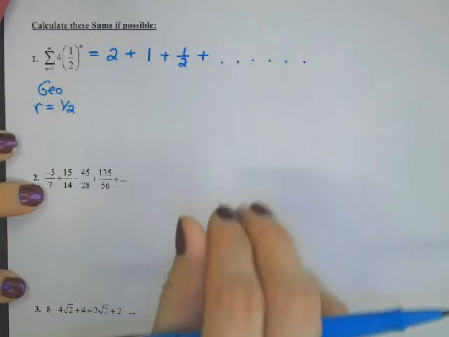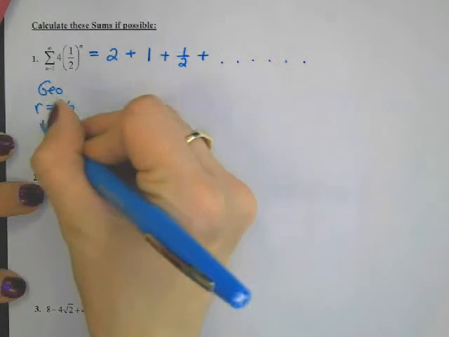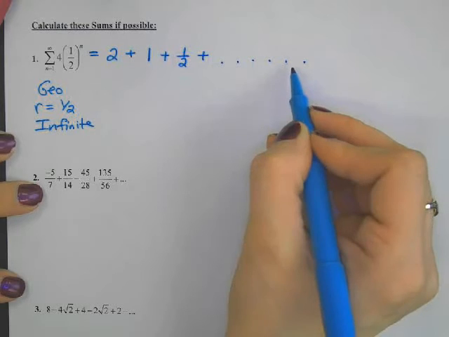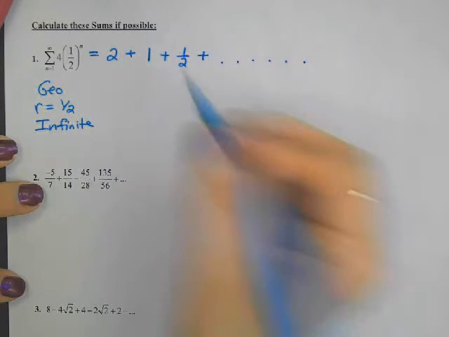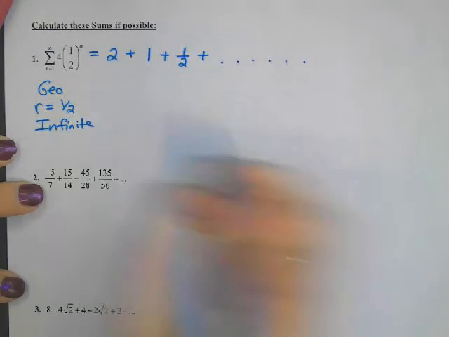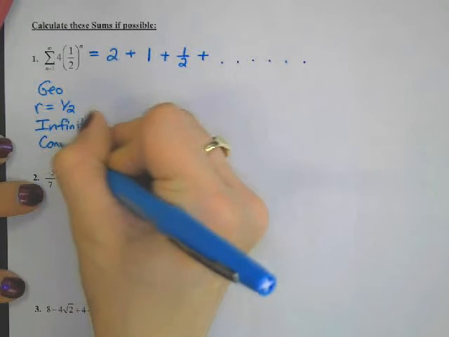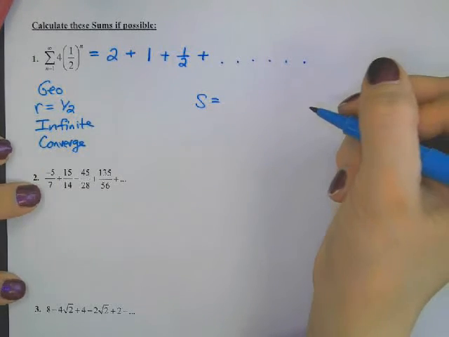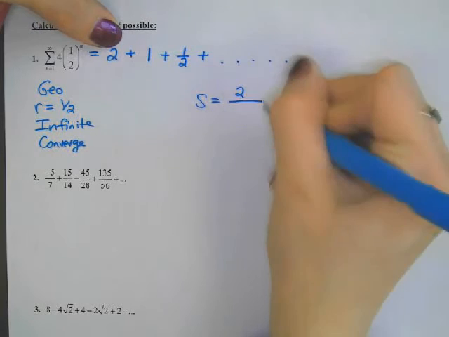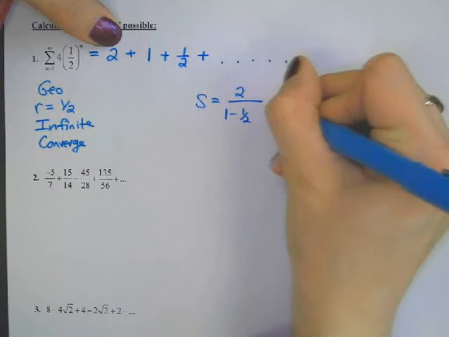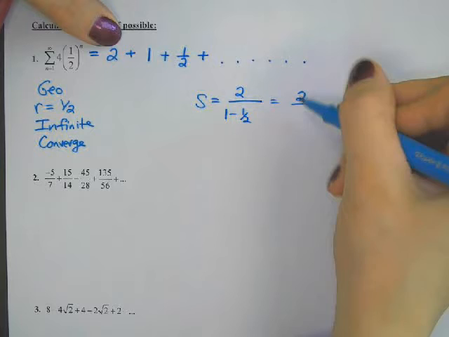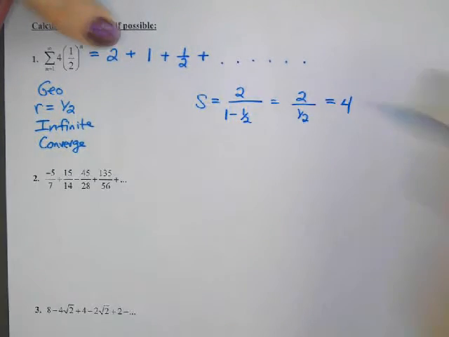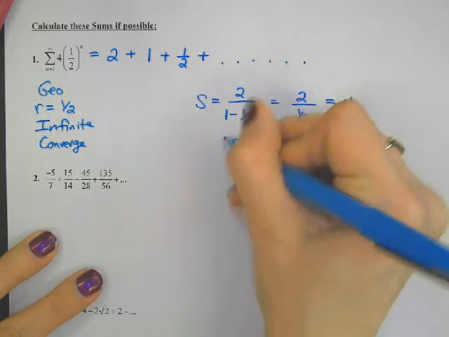Okay, now I know that we can add this. Is it finite or infinite? It's infinite because it goes forever. Okay, now you can only add geometric infinites if they converge. Does this converge or diverge? Since the r is a half, it converges. Okay, that means we can find the sum. The formula is a1, 2, over 1 minus a half. And so 2 divided by 1/2 makes a 4. So S is 4.